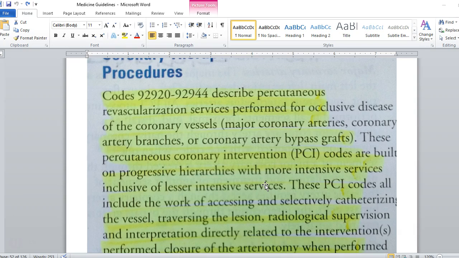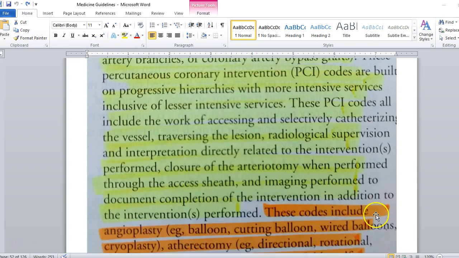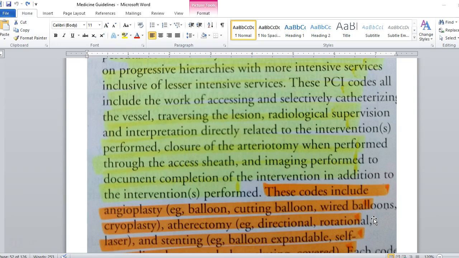Now, these, what we call PCIs, percutaneous coronary intervention codes, are built on progressive hierarchies with more intensive services inclusive of less intensive services. So again, if you are going to code for these, you need to know what is always included in the code that you're going to use. Now, these PCI codes all include the work of accessing and selective catheterizing the vessel, traversing the lesion, radiological supervision and interpretation directly related to the interventions performed, closure of the arteriotomy when performed through the access sheath, and imaging performed to document completion of the intervention in addition to the interventions performed.